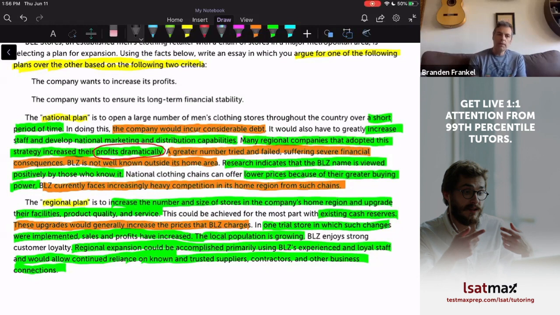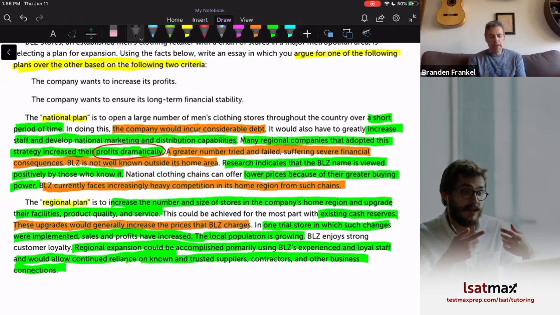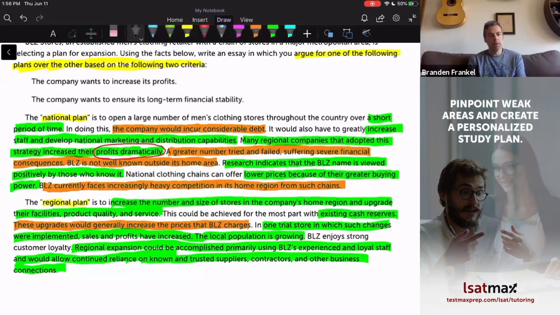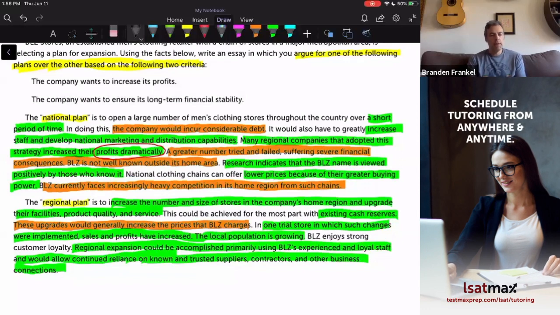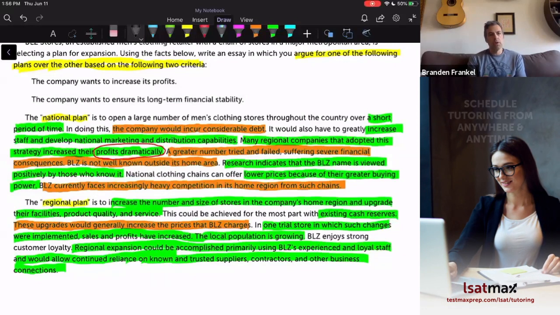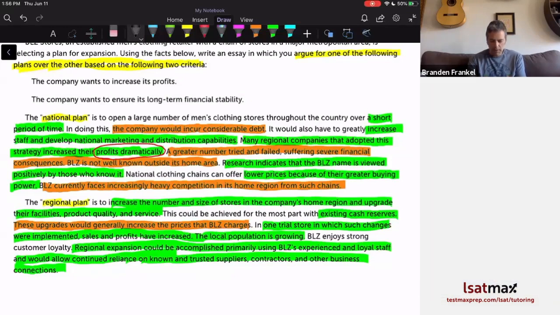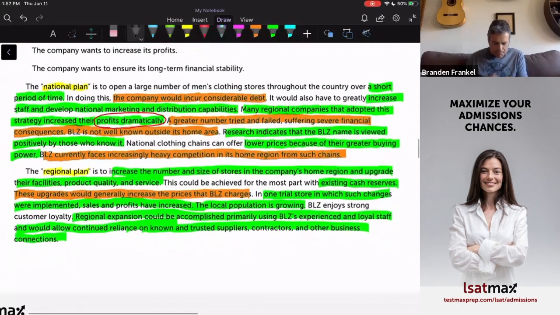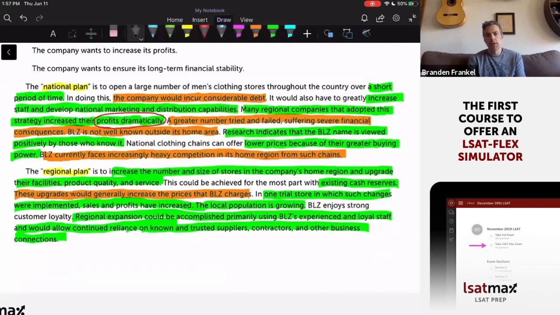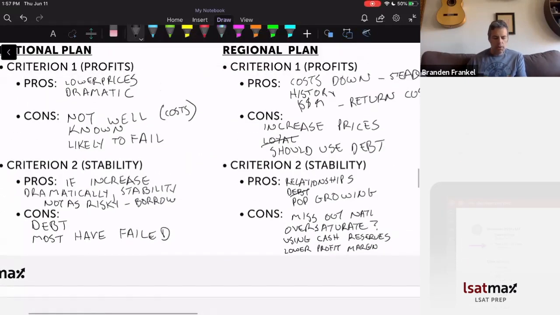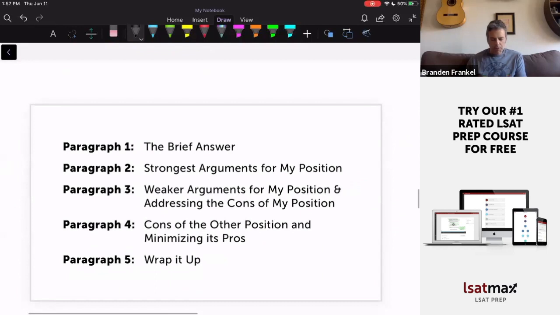Even though it might seem risky, the national plan will actually help ensure long-term financial stability better, because having a profitable company will allow us to pay off those debts quickly and to continue to expand and to continue to make profits. What else would I say here? Even though we would have to increase staff, we would have national marketing and distribution capabilities. And so we could tap into a national market, which is much, much different than tapping into a regional market. So I think those are all the best arguments for our position.